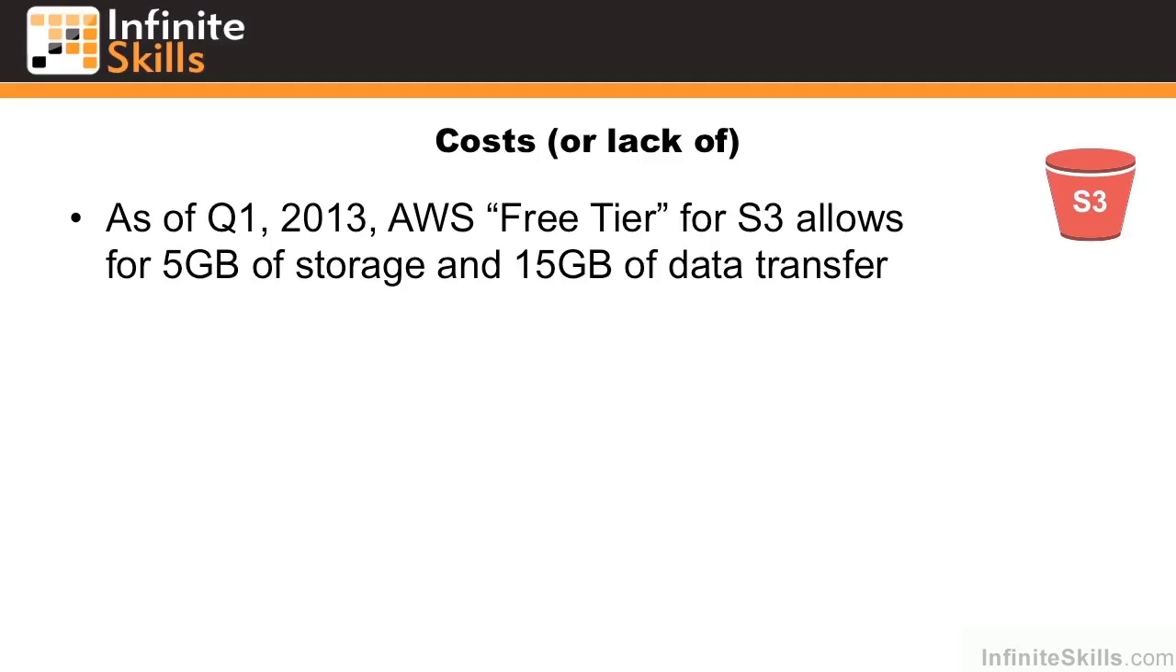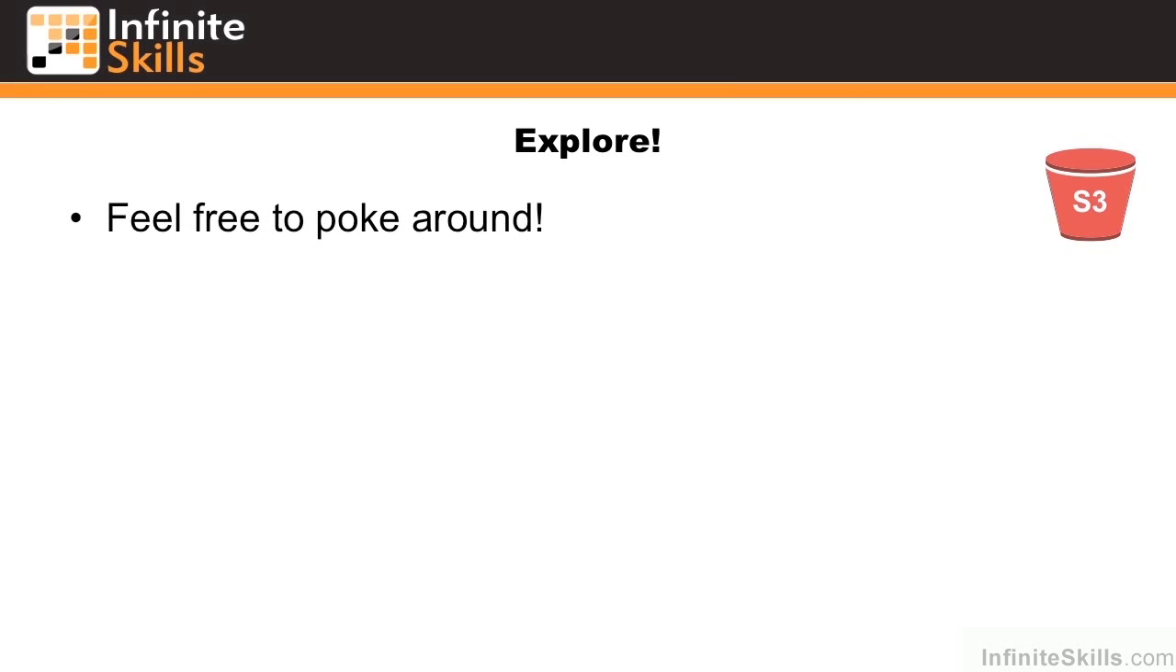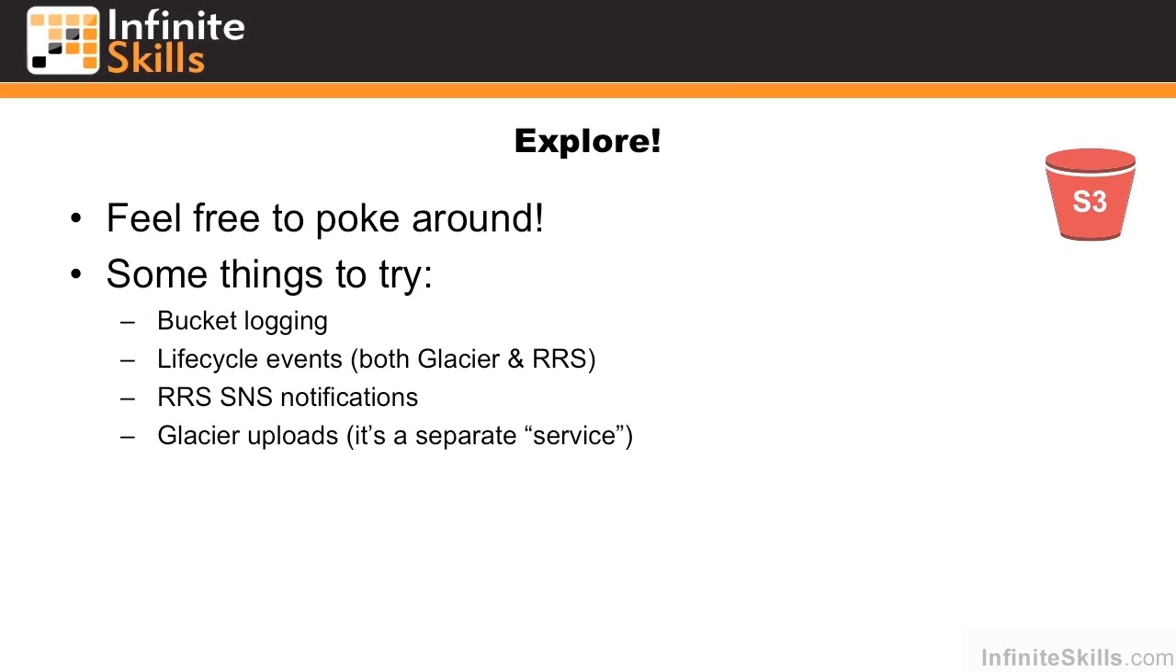S3 comes with a very generous free tier, which allows for 5 gigabytes of storage and 15 gigabytes of data transfer every month for 1 year. Again, please verify that this is accurate as of your viewing of this deck. Feel free to poke around inside of S3. Here's some things to try. Try bucket logging. Try lifecycle events for both Glacier and RRS. Try RRS simple notifications. Try to set Glacier uploads.